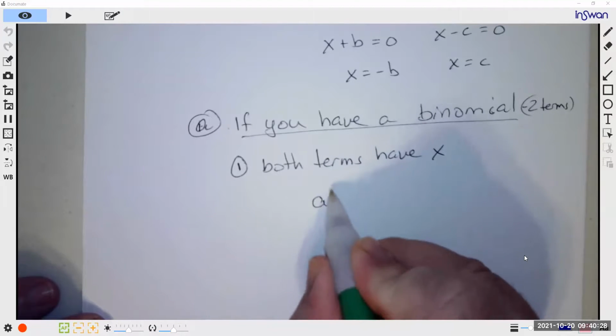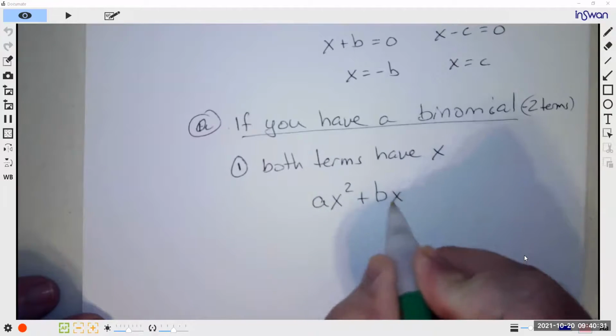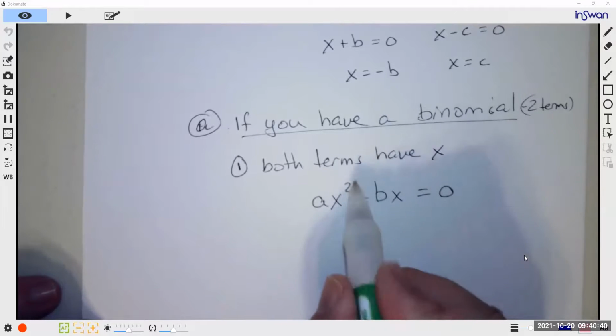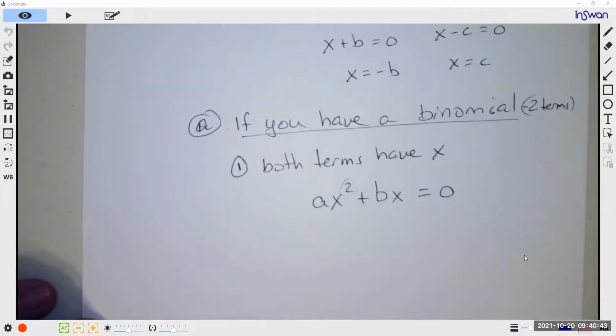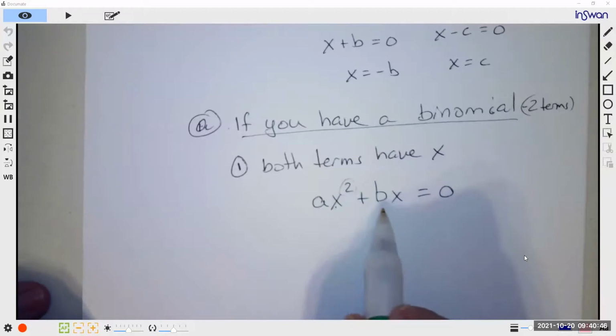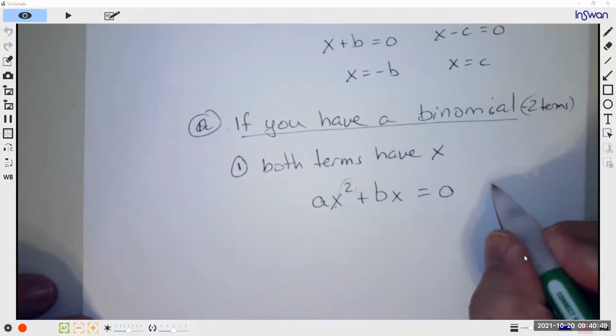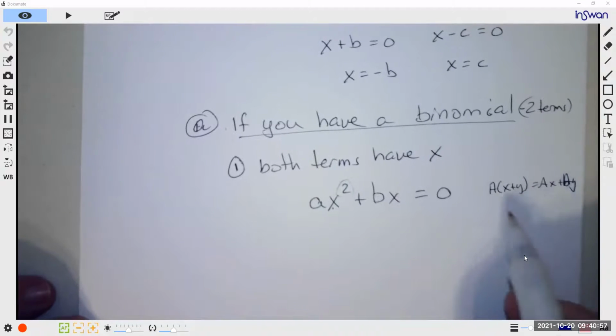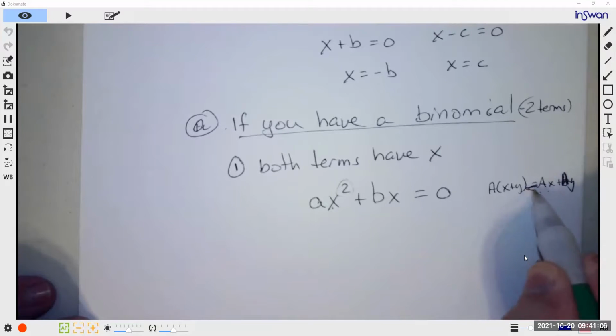We'll have something like this: AX squared plus BX equals 0. If both terms have X, one of them has to be X squared because it still has to be quadratic. So how do you solve that one? Remember the distributive property. A times (X plus Y) equals AX plus AY. We're going backwards. What do they both have in common?